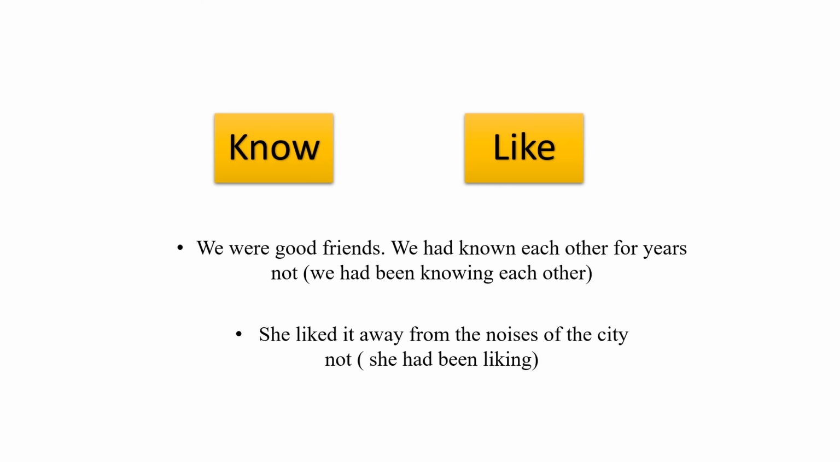The past perfect continuous tense cannot be used for verbs such as know and like. For example, we were good friends. We had known each other for years, but we cannot say that we had been knowing each other. Similarly, she liked the noises of the city, not she had been liking. We cannot use the past perfect continuous tense for verbs like know and like.